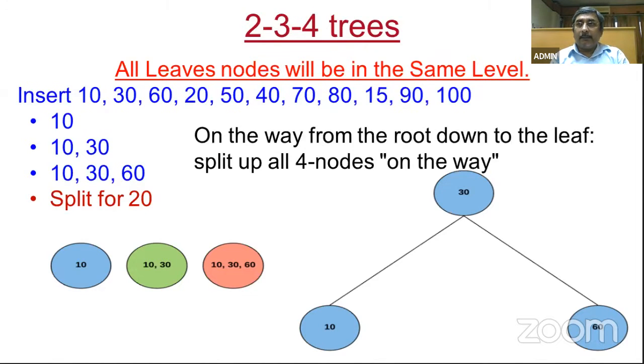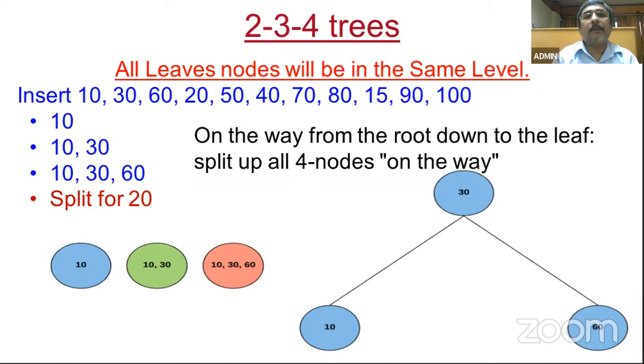So the idea here is that, other than the leaf nodes, these nodes are only these 3 categories, and they can have 2 pointers or 3 pointers or 4 pointers, right? So the beauty of this is it makes the tree balanced.